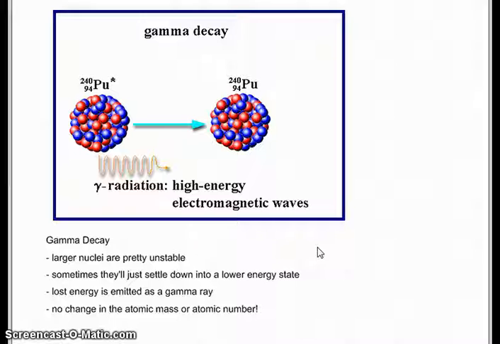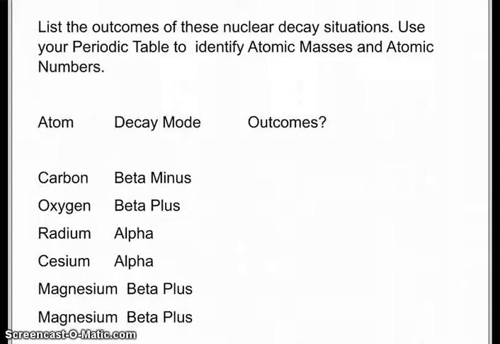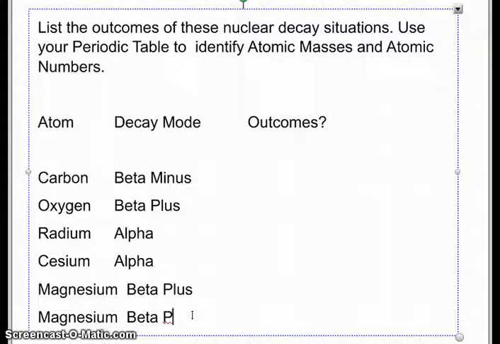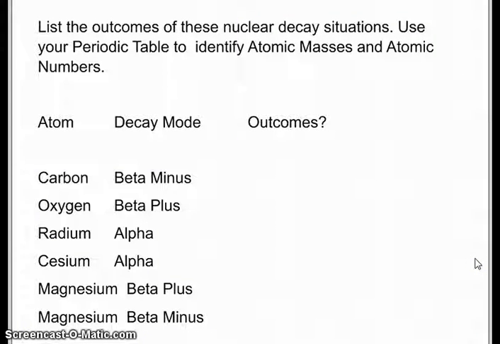There's a practice page that looks like this, and I'm asking you to consider carbon and what would happen to it when it undergoes a beta minus decay. Then oxygen, what would happen to it as it goes through a beta plus decay, and so forth. So use your periodic table to identify the atomic masses and atomic numbers of the parents, and then write out what the outcomes will be if they go through these particular radioactive decay modes. Okay, good luck.